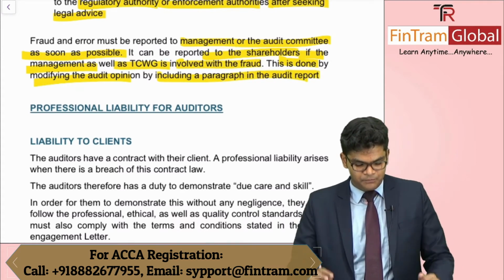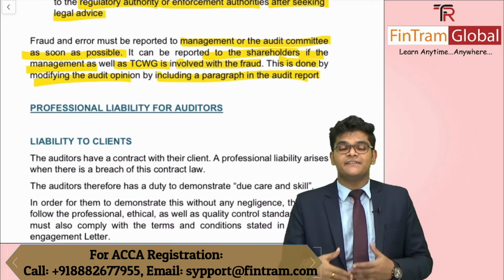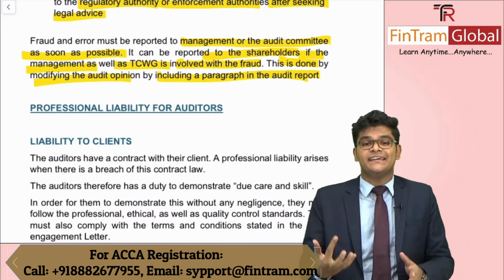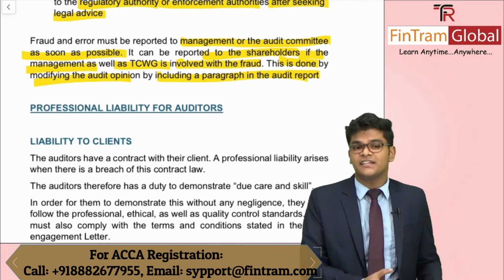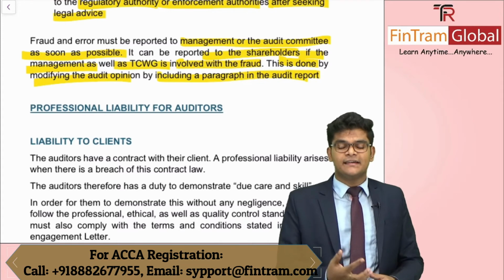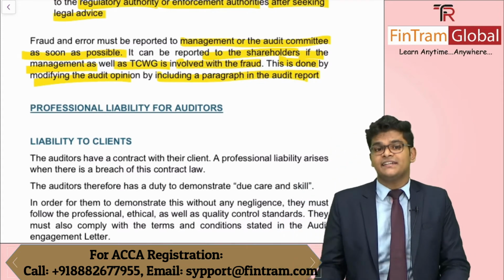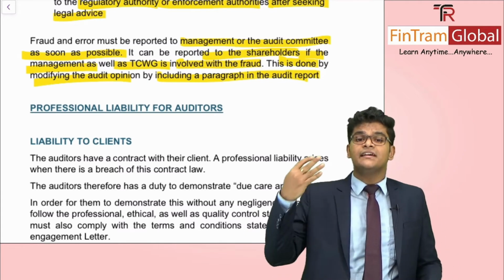Okay, folks, so we first of all report the aspect to the audit committee or the management. If they are involved in it, or if they are not taking any actions, then we communicate to those charged with governance. If they are involved in the fraud, we report it to the external authorities, that is the regulatory as well as the enforcement authorities. After that, we should also report this aspect to the shareholders as well.